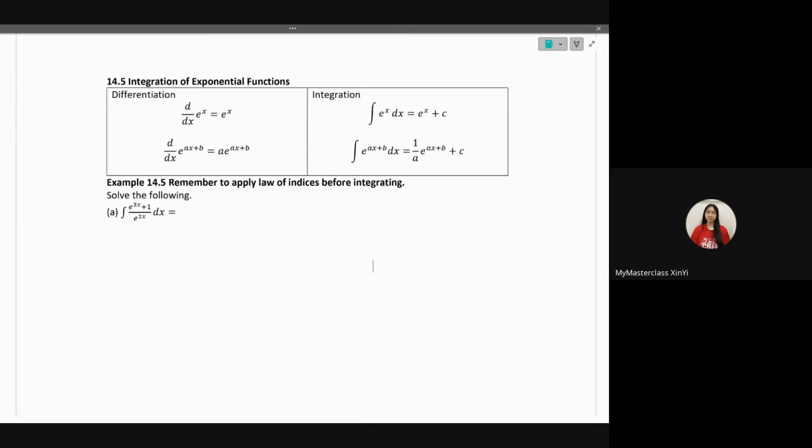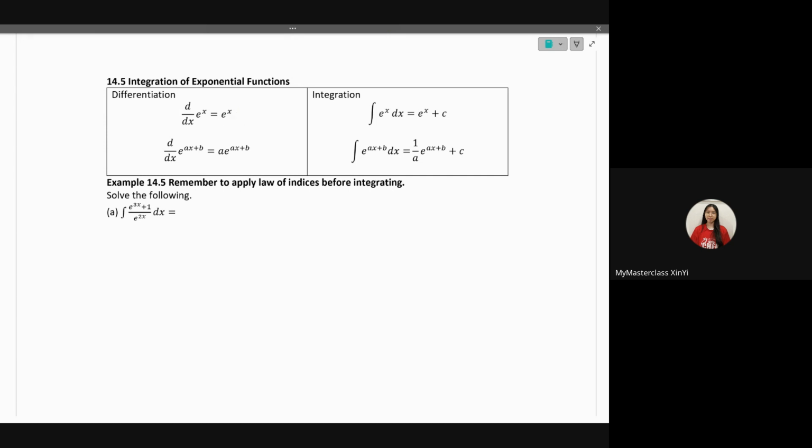In this section, we are now going to talk about how we integrate exponential functions. For exponential functions, let's do a bit of recap on differentiation first, because differentiation and integration are the reverse of each other. Recall when we differentiate exponential functions, e to the power of x, we will get back the same function, which is e to the power of x.